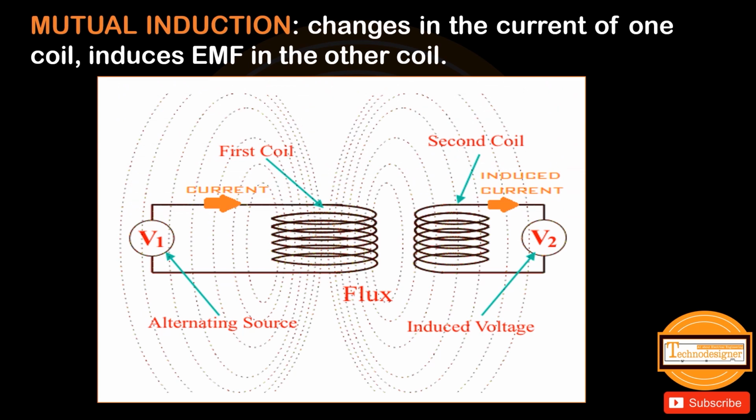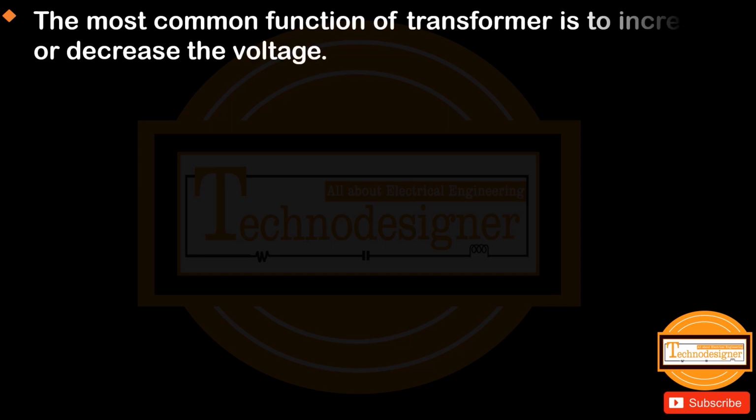In the figure, you can see current is passing through the primary winding, due to which a magnetic field is produced between primary and secondary coil. This magnetic field produces flux in the secondary coil. The most common function of transformer is to increase or decrease the voltage.